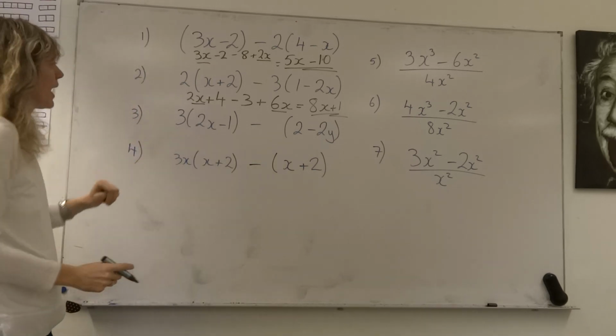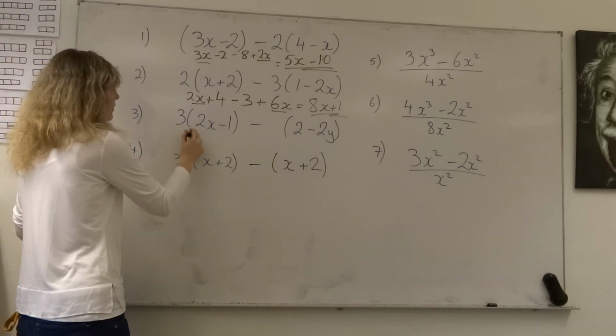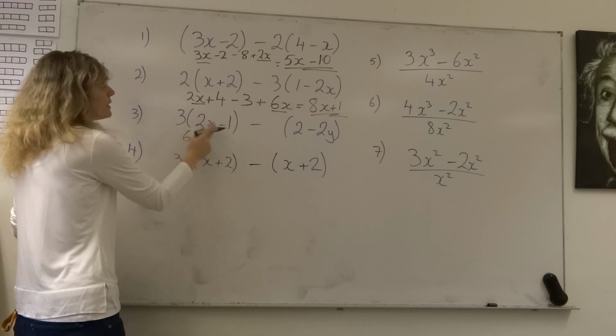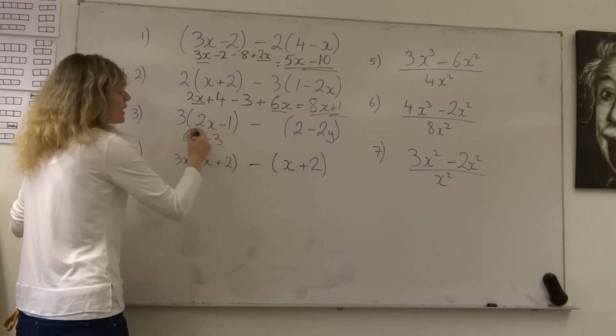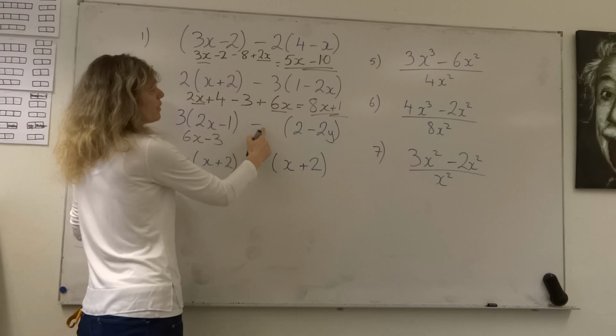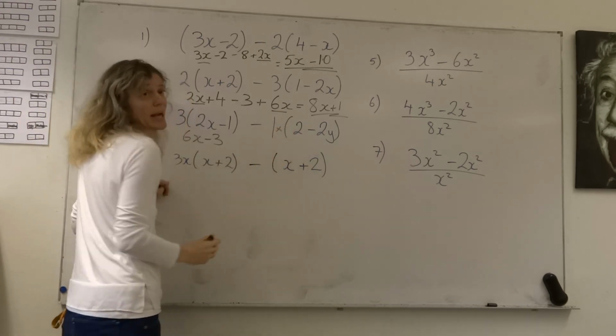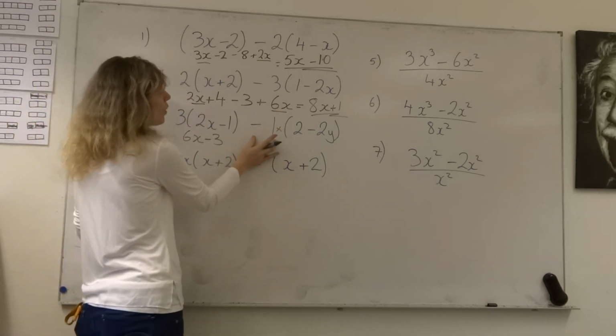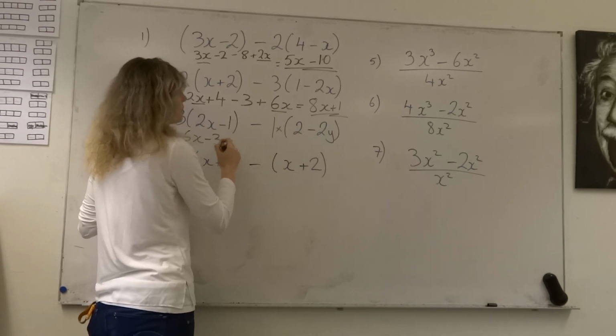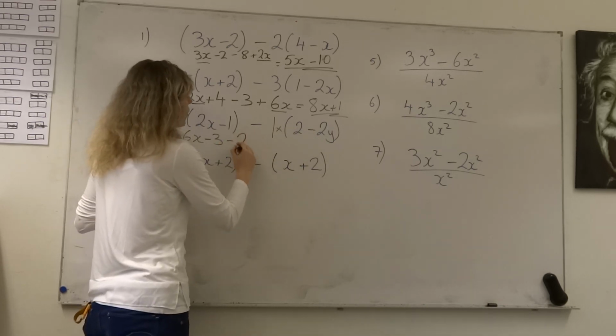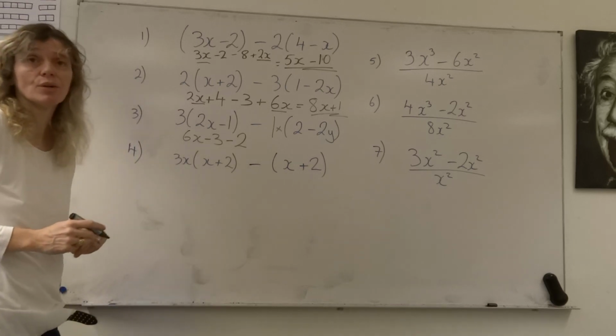This one here, we have 3 times 2x to give us 6x. 3 times minus 1 will give us minus 3. Over here we have a minus 1 in front of that bracket, remember. So we have minus 1 times plus 2. Minus times a plus is a minus. Minus 1 times 2 is minus 2.